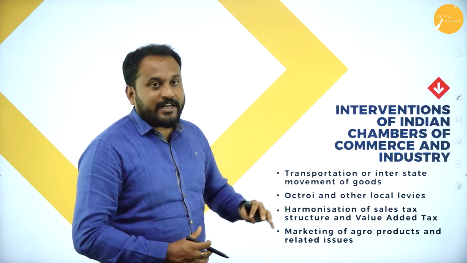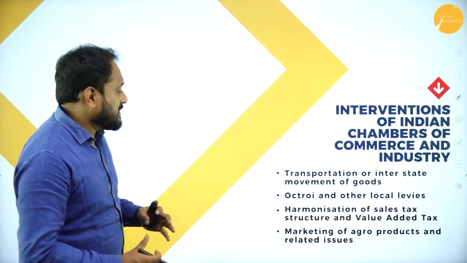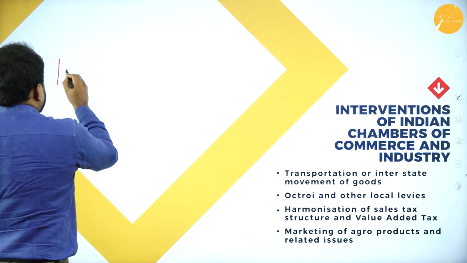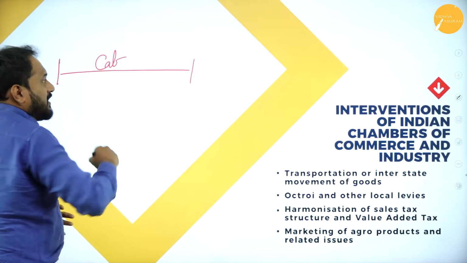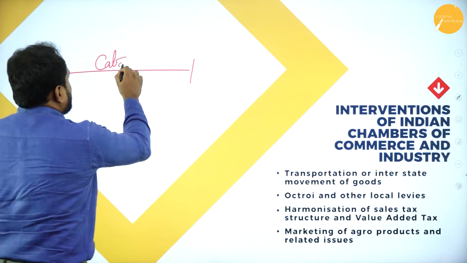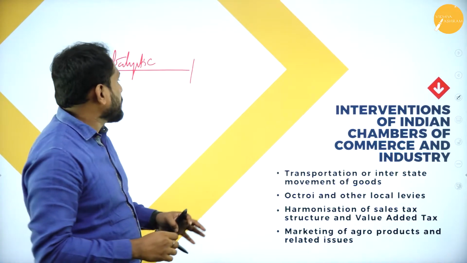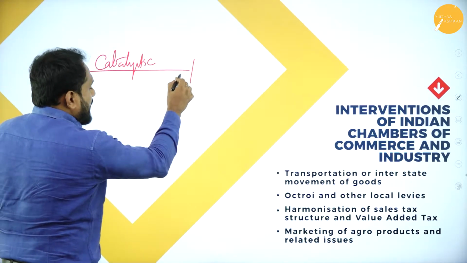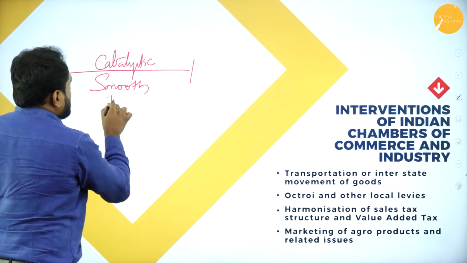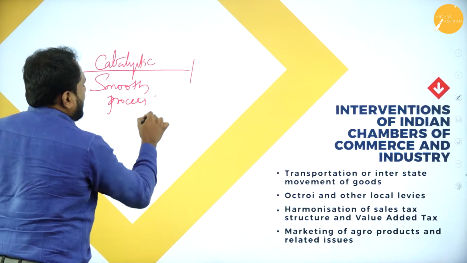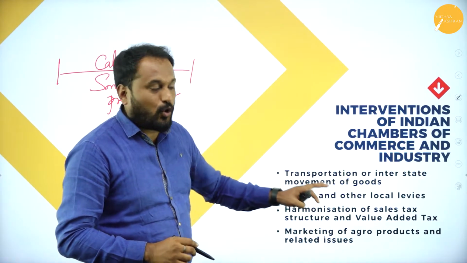Now, the intervention of the Indian Chamber of Commerce and Industry. Whenever you go with it, they act like a catalyst. Whenever you have any kind of reaction, when they go with this catalytic behavior, what really happens is they make the equation very smooth, and the process also goes very fast. That is what the Chamber of Commerce and Industry do.